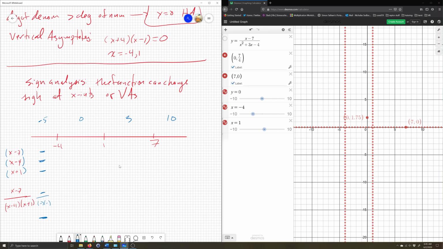Now if you try 0, x minus 7 is negative, x minus 4 is negative, but x plus 1 is positive. So then when you calculate the expression, you have a negative number divided by a negative number times a positive number, and those two negatives cancel out, and the whole thing is going to be positive, which I knew anyway because it's got to go through the point 0, 7 fourths. It's got to go through that intercept.